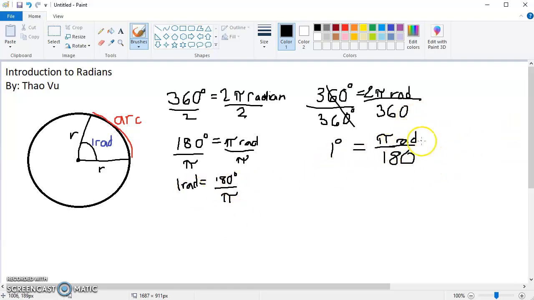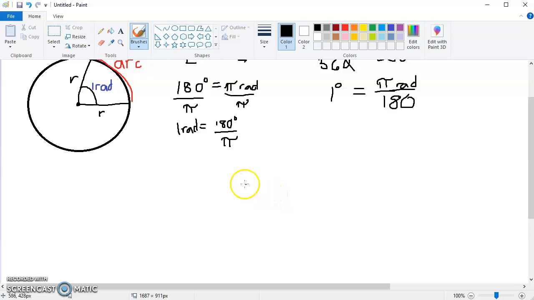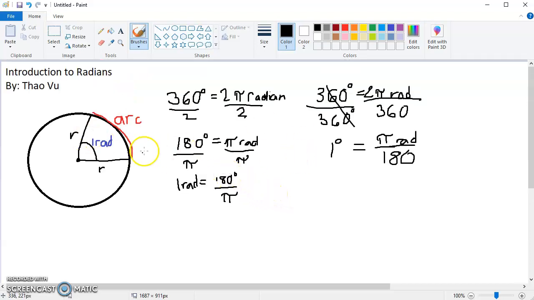In these, just imagine the radian is invisible, because it doesn't really add any significance to calculator work. This would just be 1 degree equals pi over 180. Okay, and so we can move on to some examples.